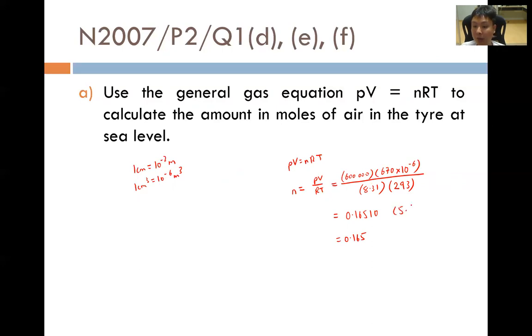So we would leave this to 5 sig fig as an intermediate working, and then the final answer should be given to 3 sig fig. The reason we leave it to 5 sig fig in the intermediate working is such that if we need to use the value, the number of moles, in the later part of the calculation in the question, we will use the value that is to 5 sig fig so that we maintain the accuracy of the final answer in the later part of the calculation.